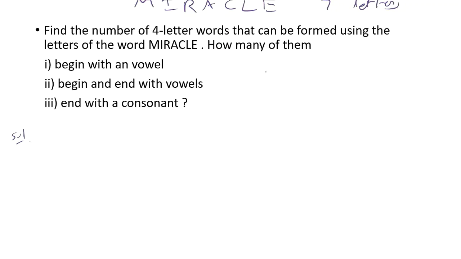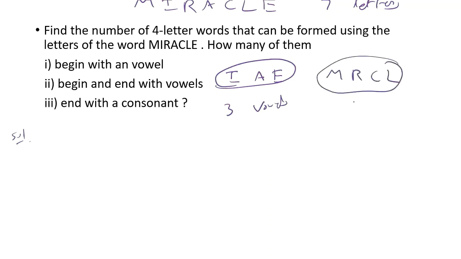Since the problem is related to vowels and consonants, first let us pick up the vowels. So what are the vowels that are present here? M is not a vowel, I is a vowel, R is not a vowel, A is a vowel, C, L are not vowels, and E is a vowel. So these are the 3 vowels that we have. And the remaining letters are consonants: M, R, C, L. These are the 4 consonants.